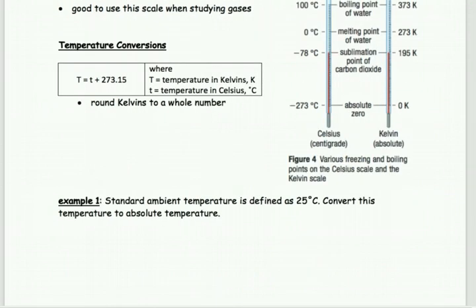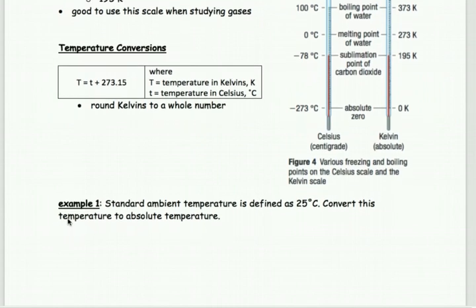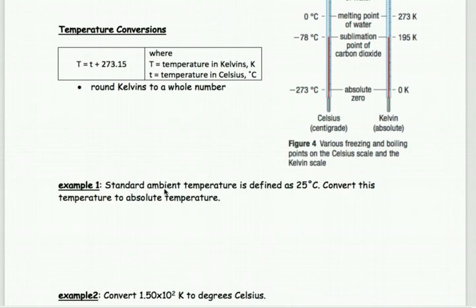Okay, let's get some practice in actually making these conversions. So here's the first example. We have the standard ambient temperature. Ambient means surrounding. Temperature is defined as 25 degrees. Can you convert this to absolute temperature? Okay, so absolute temperature is the Kelvin unit.